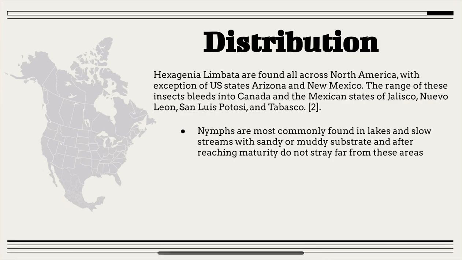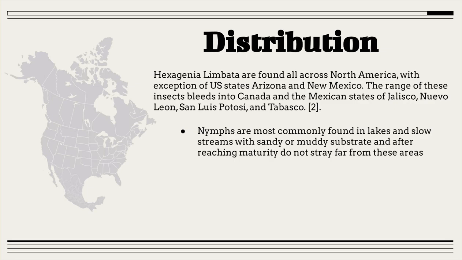Ephemeroptera are found globally near bodies of clean, fresh water, while Hexagenia limbata, the giant mayfly, are found in North America, excluding New Mexico and Arizona. They range through Canada and down to the Mexican states of Jalisco, Nuevo Leon, San Luis Potosi, and Tabasco.